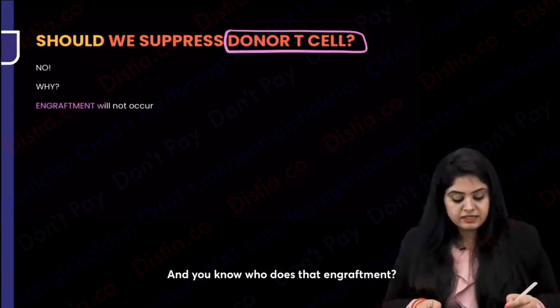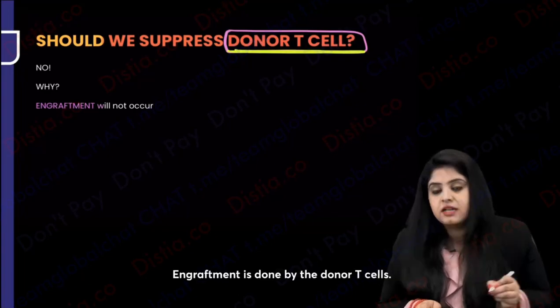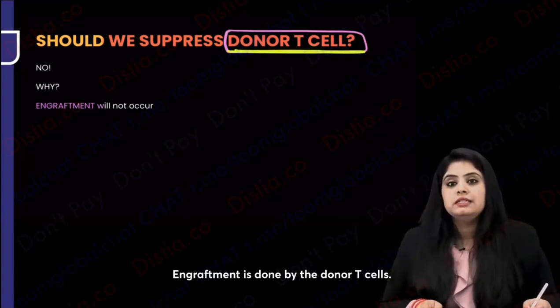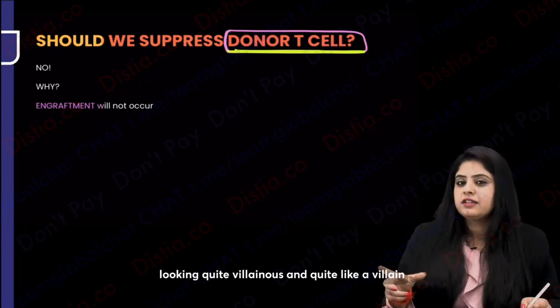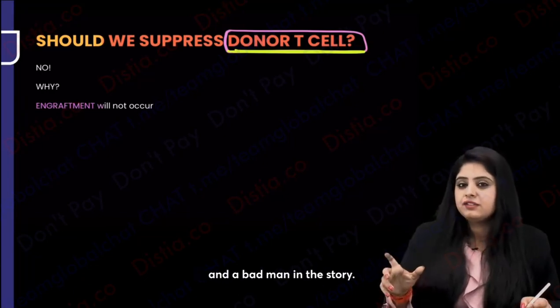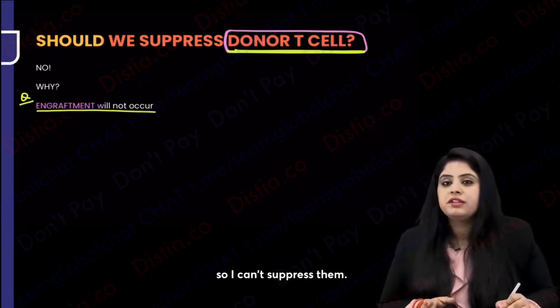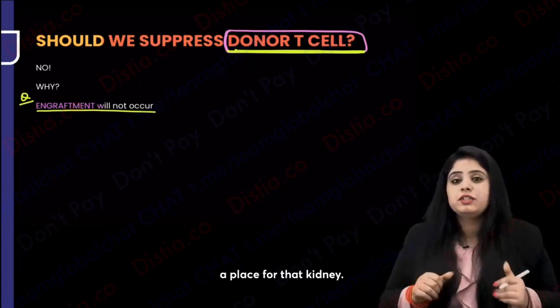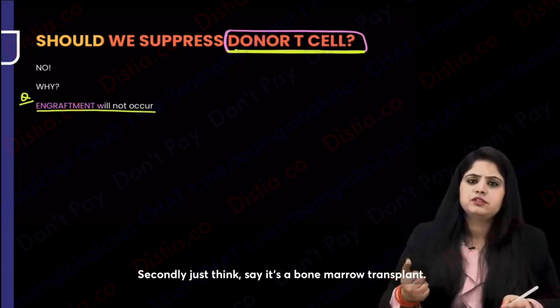And you know who does that engraftment? Engraftment is done by the donor T cells. So these donor T cells till now were looking quite villainous, like a bad man in the story. But I realized that one advantage of them is that they are going to do engraftment. So I can't suppress them. They are going to help in making a place for that kidney. I can't suppress them. Secondly, just think, say it's a bone marrow transplant.